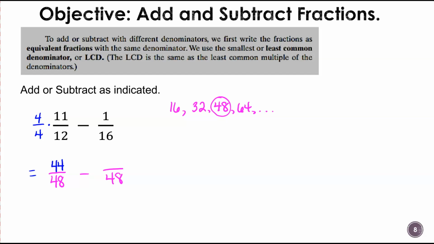There's my numerator. The numerator has to change. It can't stay as 11 to write the equivalent fraction. And then we know that we multiply 16 by 3 to rewrite this one with a denominator of 48. So my numerator in this case will be a 3. All right, and then I simply subtract. I take 44 minus 3 and write that over my denominator. I check to see, can I simplify, but 41 doesn't have any factors that will simplify with 48. And so this is simplified as much as possible.